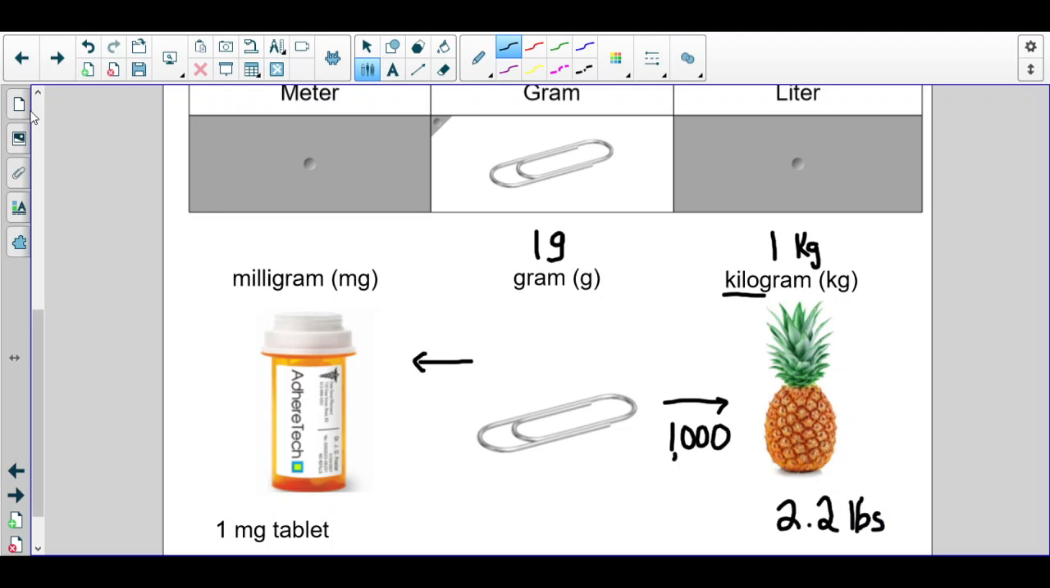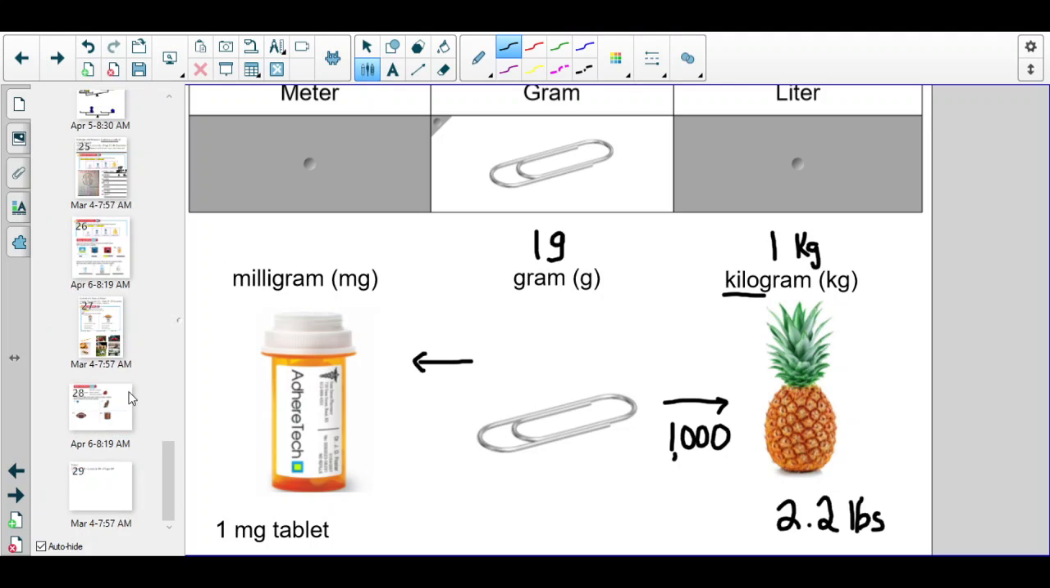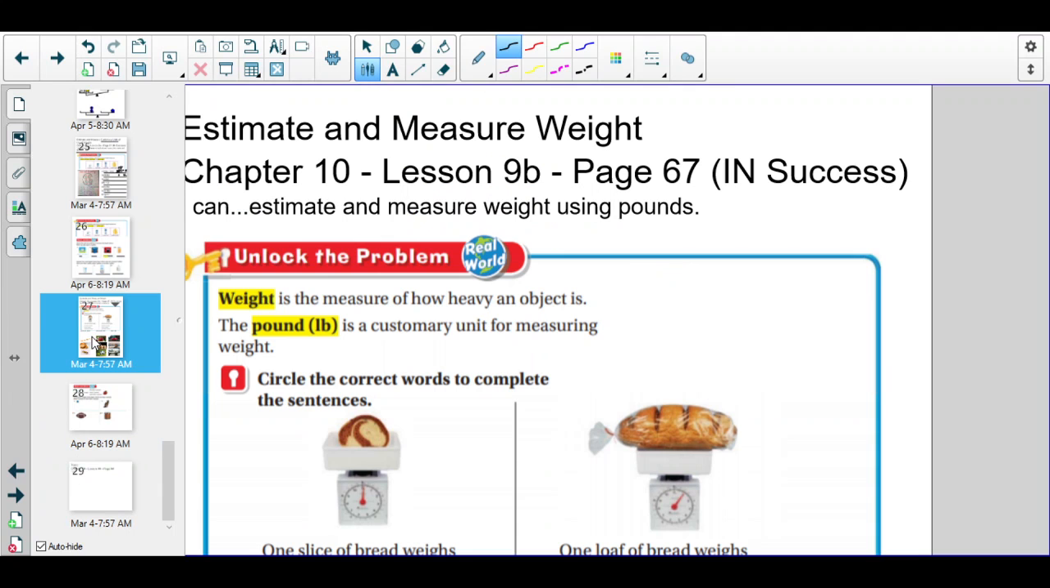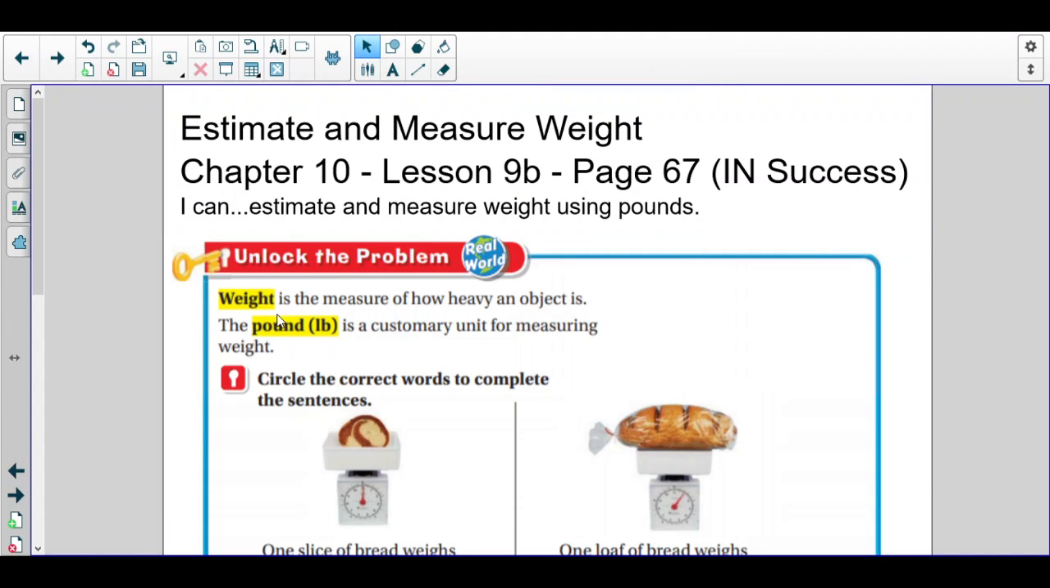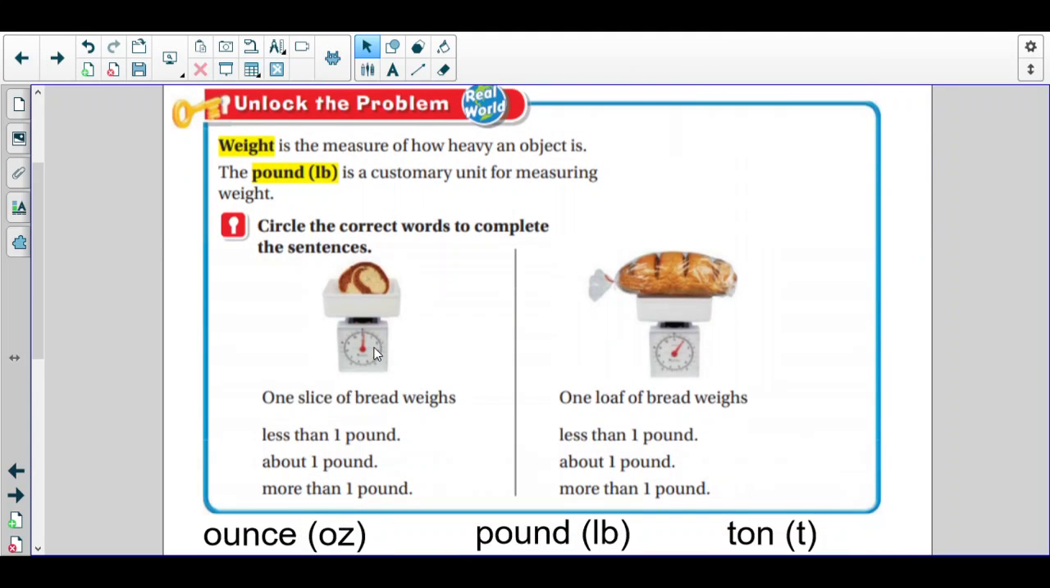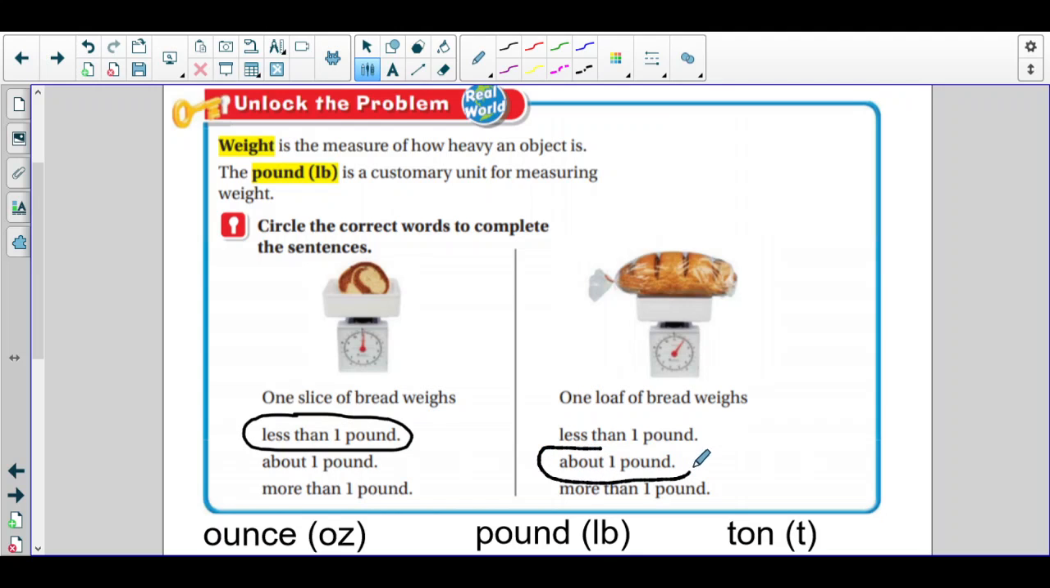So, coming back then to the lesson that we're going to be doing today, we see right here the pound, the customary unit. And so circle the correct word here that's going to best complete these answers. Slice of bread, that weighs less than 1 pound. A loaf of bread weighs about 1 pound.